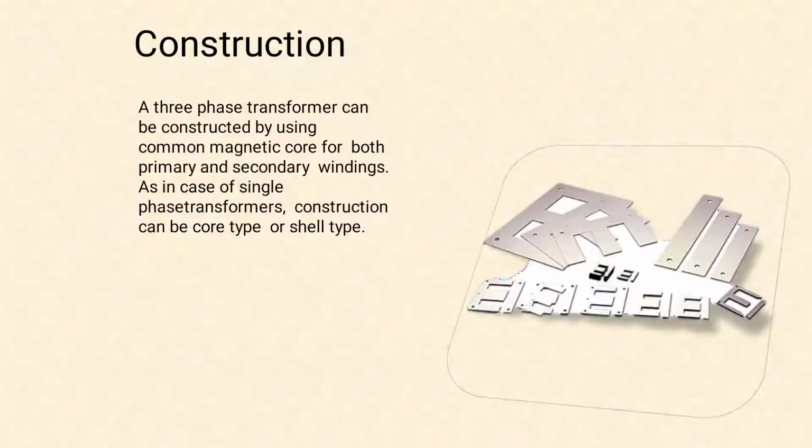So construction-wise, there are two types of three-phase transformer. One is called the core type transformer, the other one is called the shell type transformer. A three-phase transformer can be constructed by using a common magnetic core for both primary and secondary winding. As in the case of a single-phase transformer, construction can be core type as well as shell type.